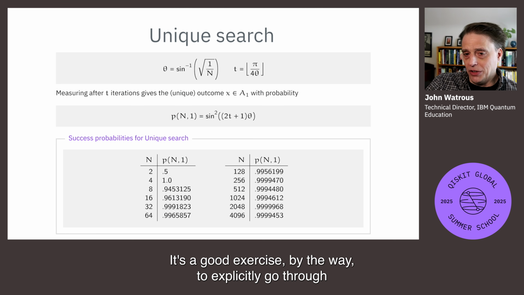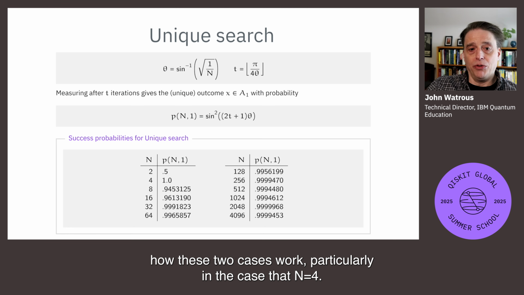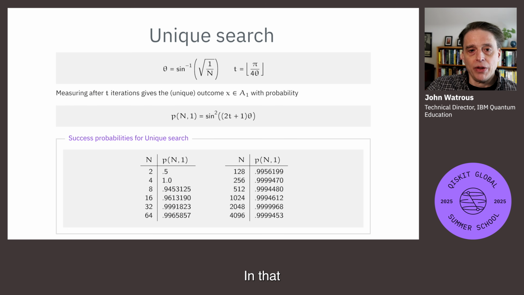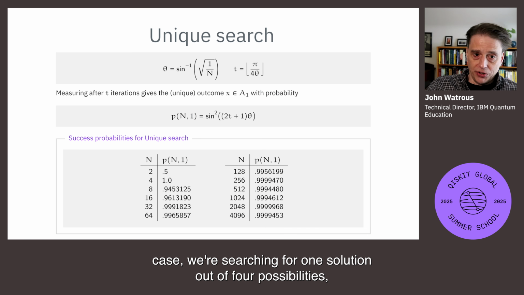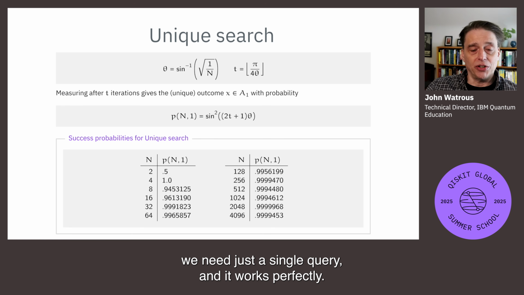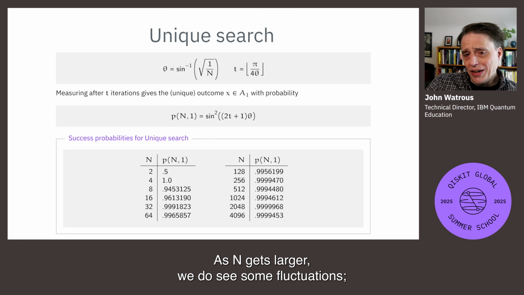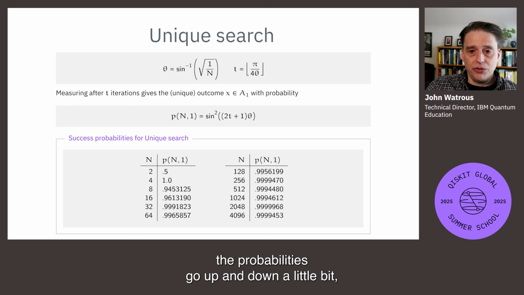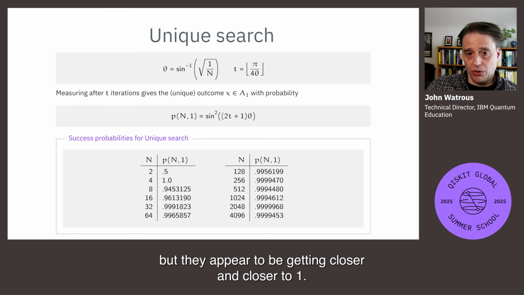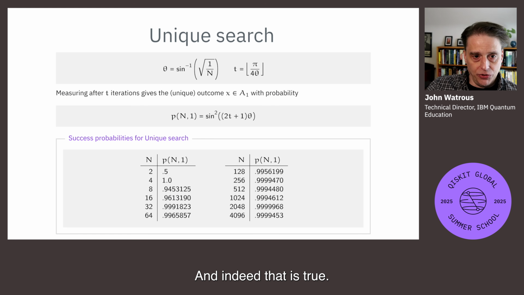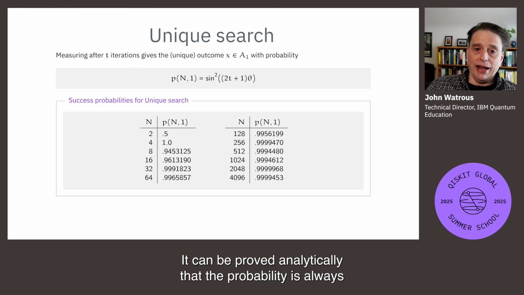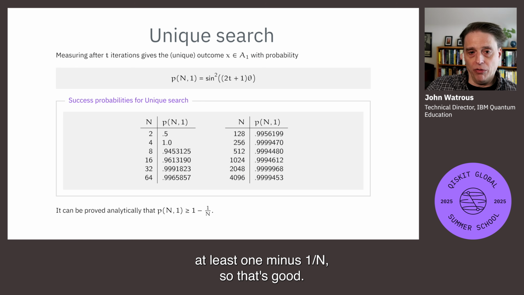It's a good exercise, by the way, to explicitly go through how these two cases work, particularly the case that N is equal to 4. In that case, we're searching for one solution out of 4 possibilities. We need just a single query, and it works perfectly. As N gets larger, we do see some fluctuations. The probabilities go up and down a little bit, but they appear to be getting closer and closer to 1, and indeed that is true. It can be proved analytically that the probability is always at least 1 minus 1 over N.